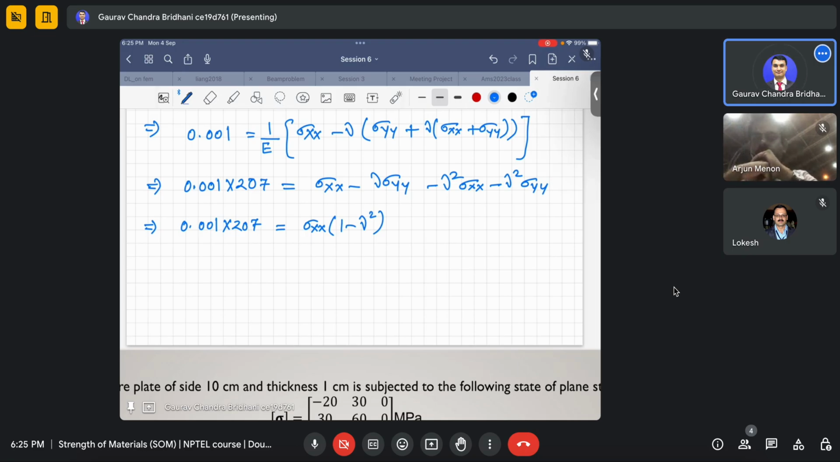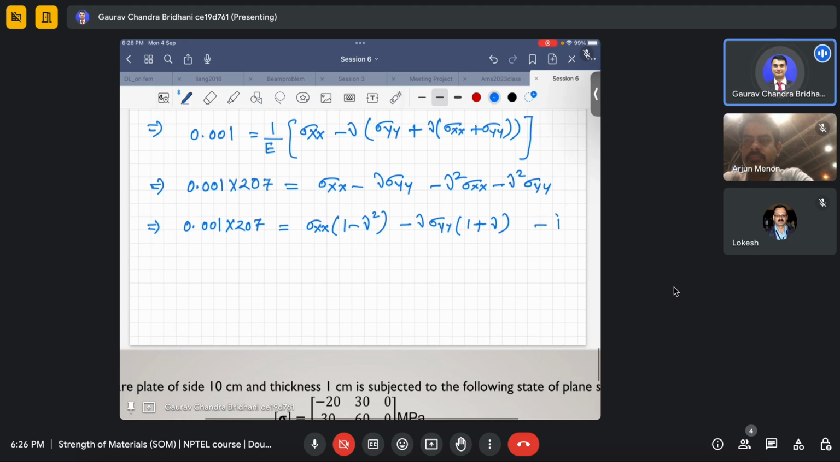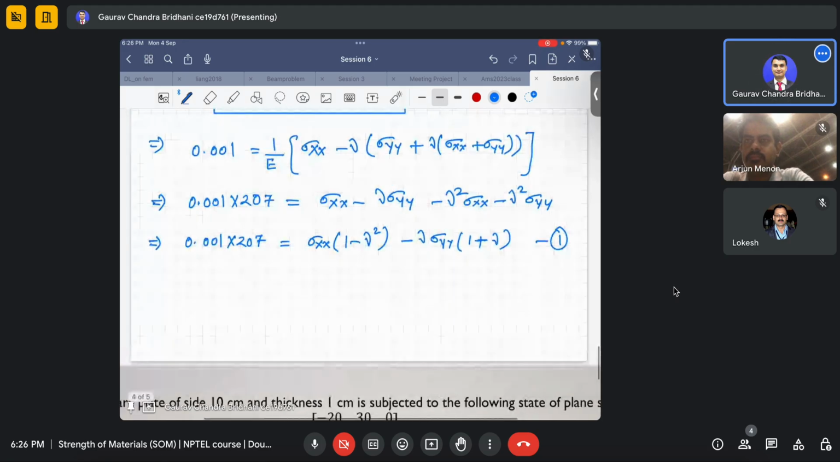Okay, and I'll take minus sign common, and nu common and sigma yy common. You have 1 plus nu. It will become 1 plus nu. This is one equation.